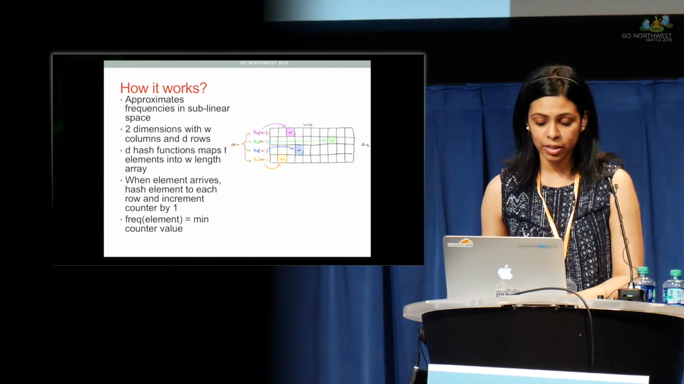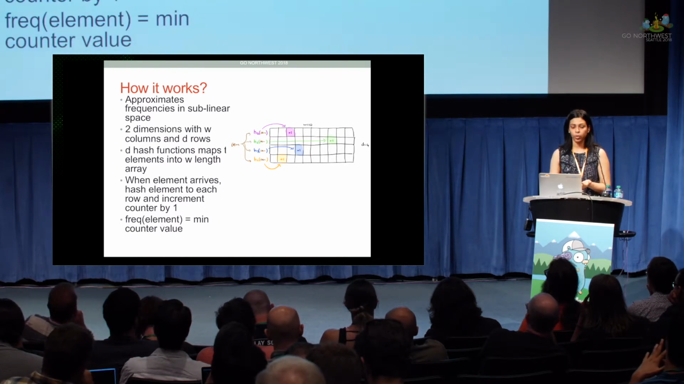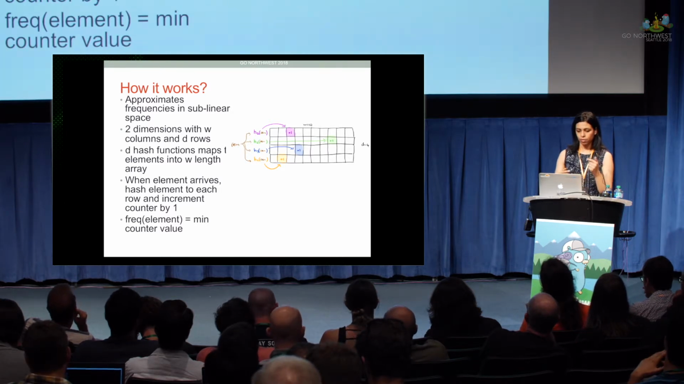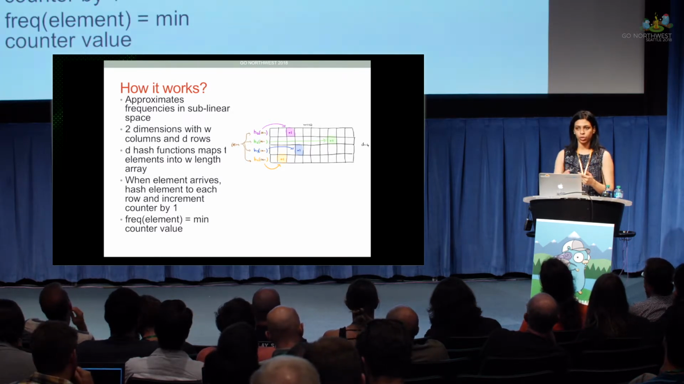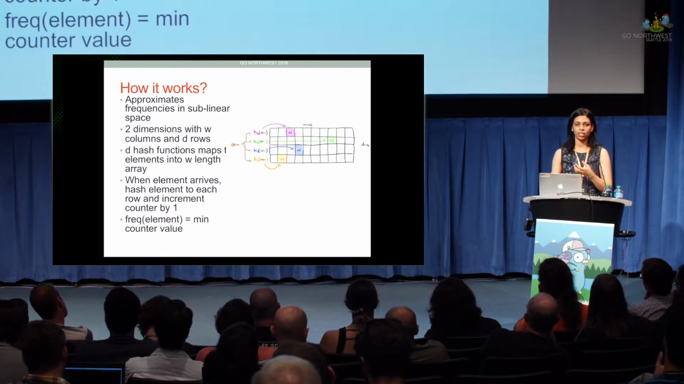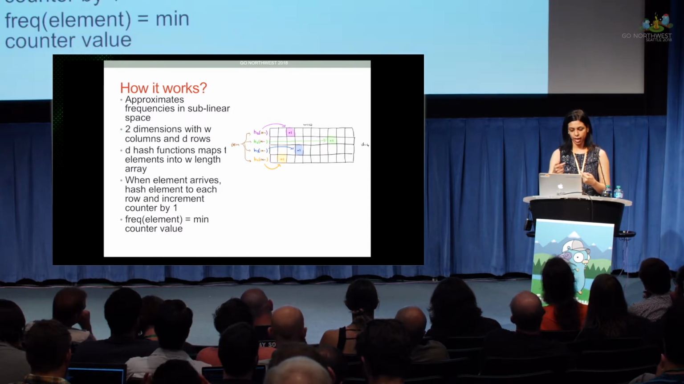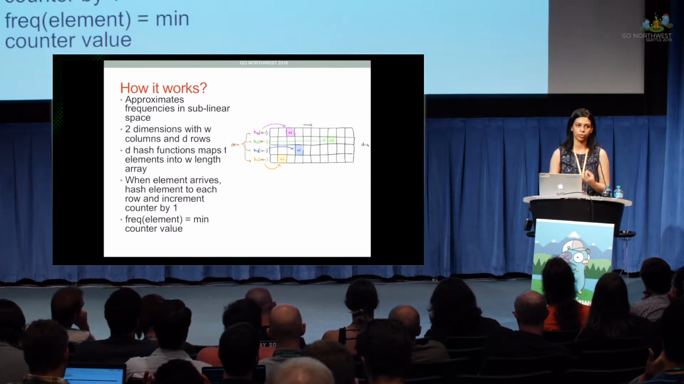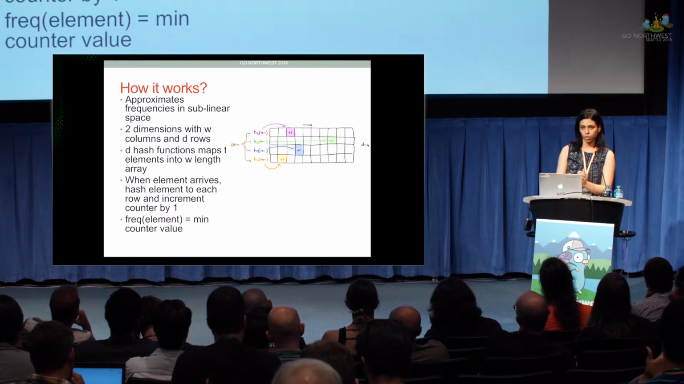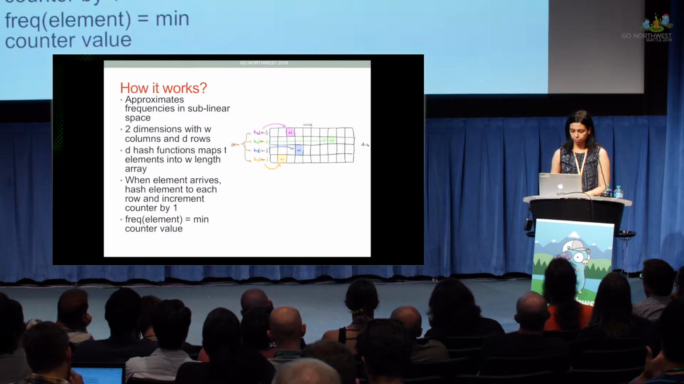The frequency of the element is the minimum counter value. Why are we going ahead with the minimum counter value? Because there's a chance of collision here. Different elements may increment the counter in the same location. So we have a depth of 4. Whenever we want to get the count of an element, we compute the hash, apply the 4 hash functions, get the counts and take the minimum of the 4 counts available, just to make sure we are closer to the approximate value and ignore the noise caused by collisions.